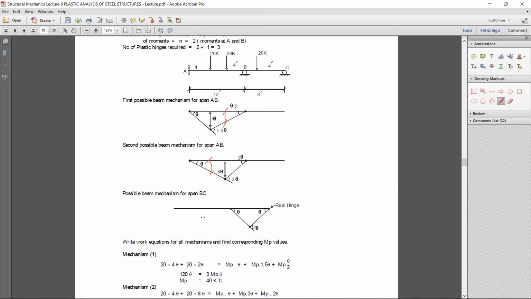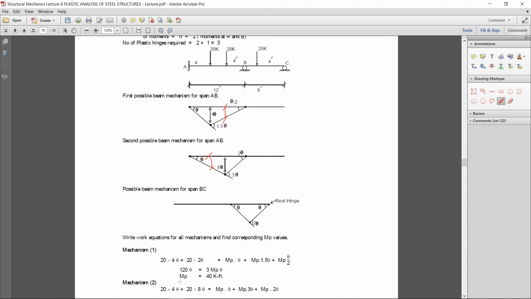So first of all, in the second mechanism, external load due to this load at this point the deformation is 4 theta, so 20 into 4 theta. The second load 20 into 8 theta. On the internal hinges here is theta, and on the other side you can get easily by similar triangle or just dividing length 8 theta by 4, that will be 2 theta, and the total internal deformation at the center will be 3 theta.